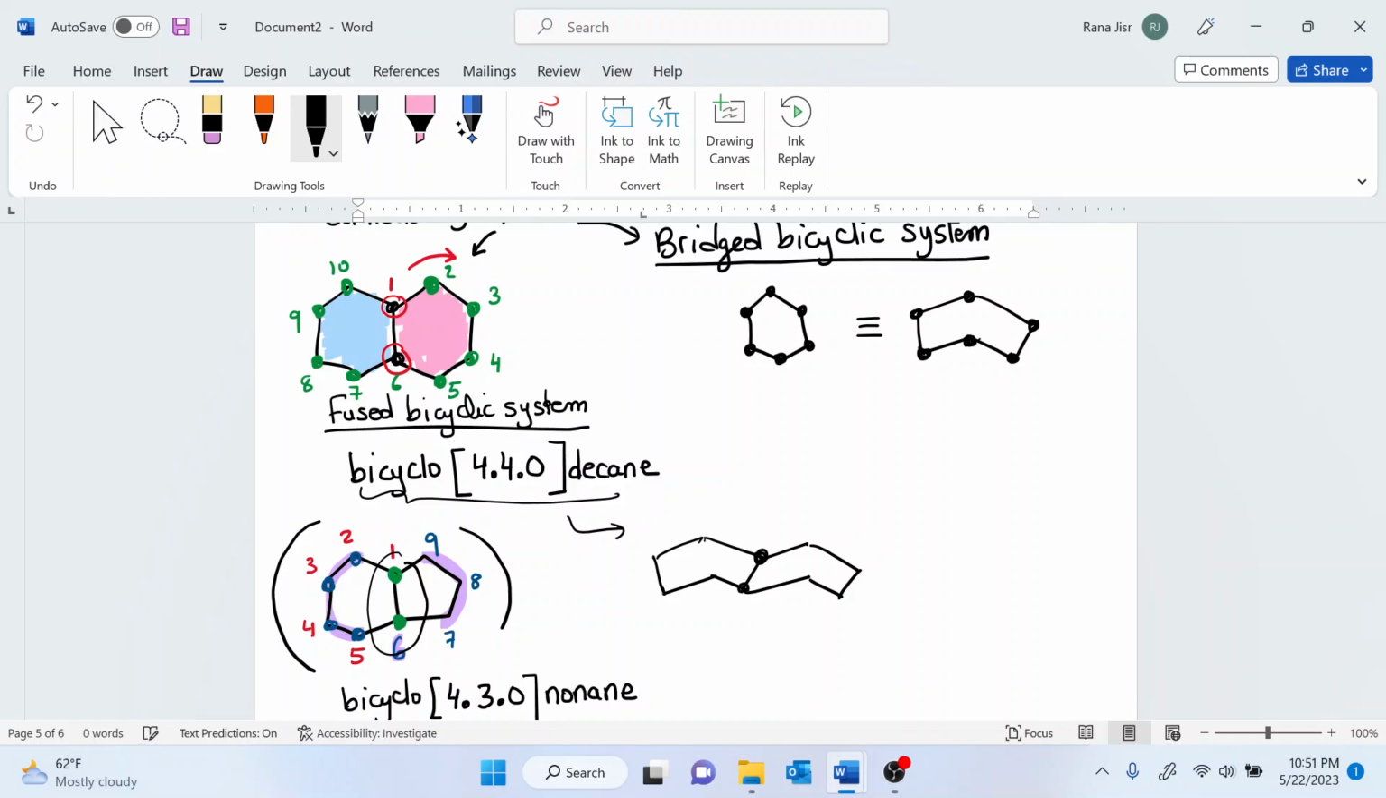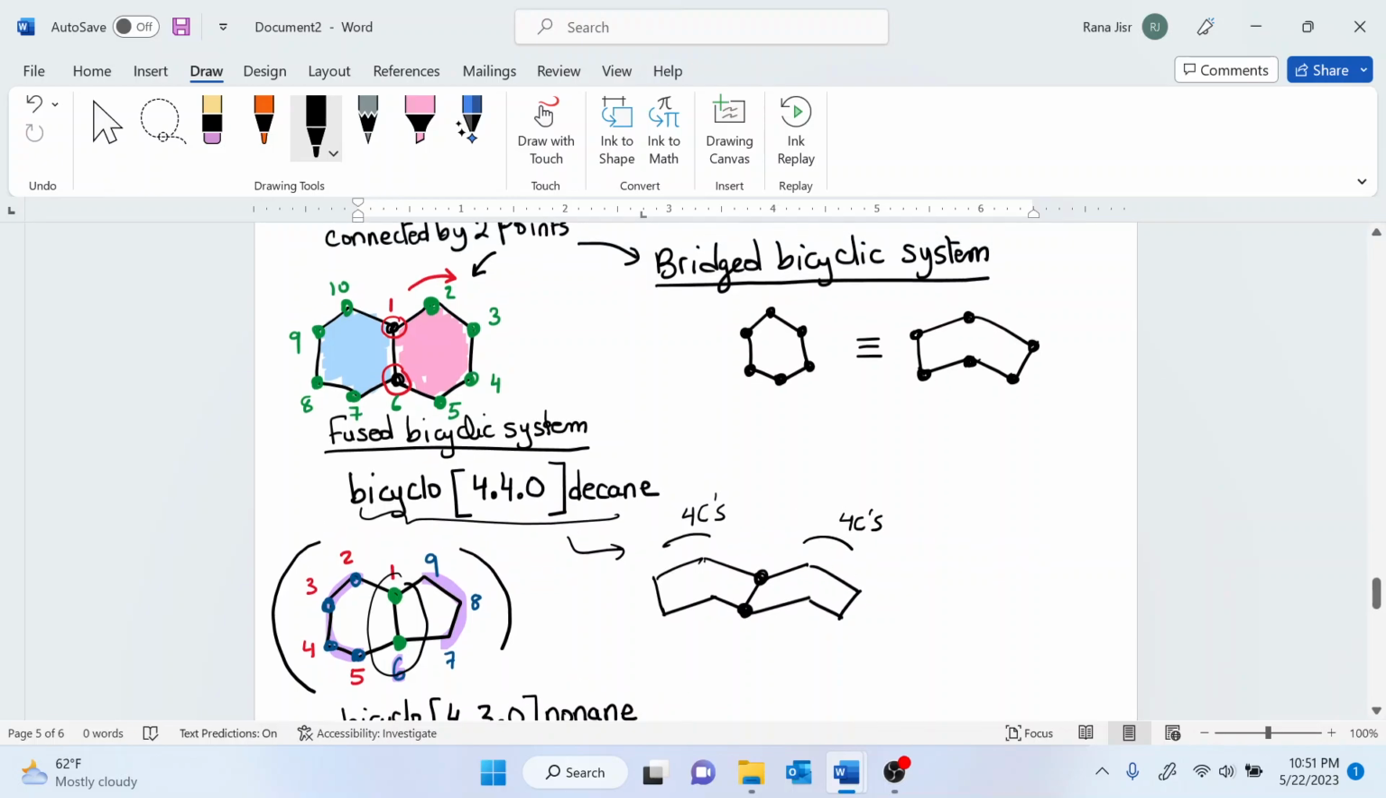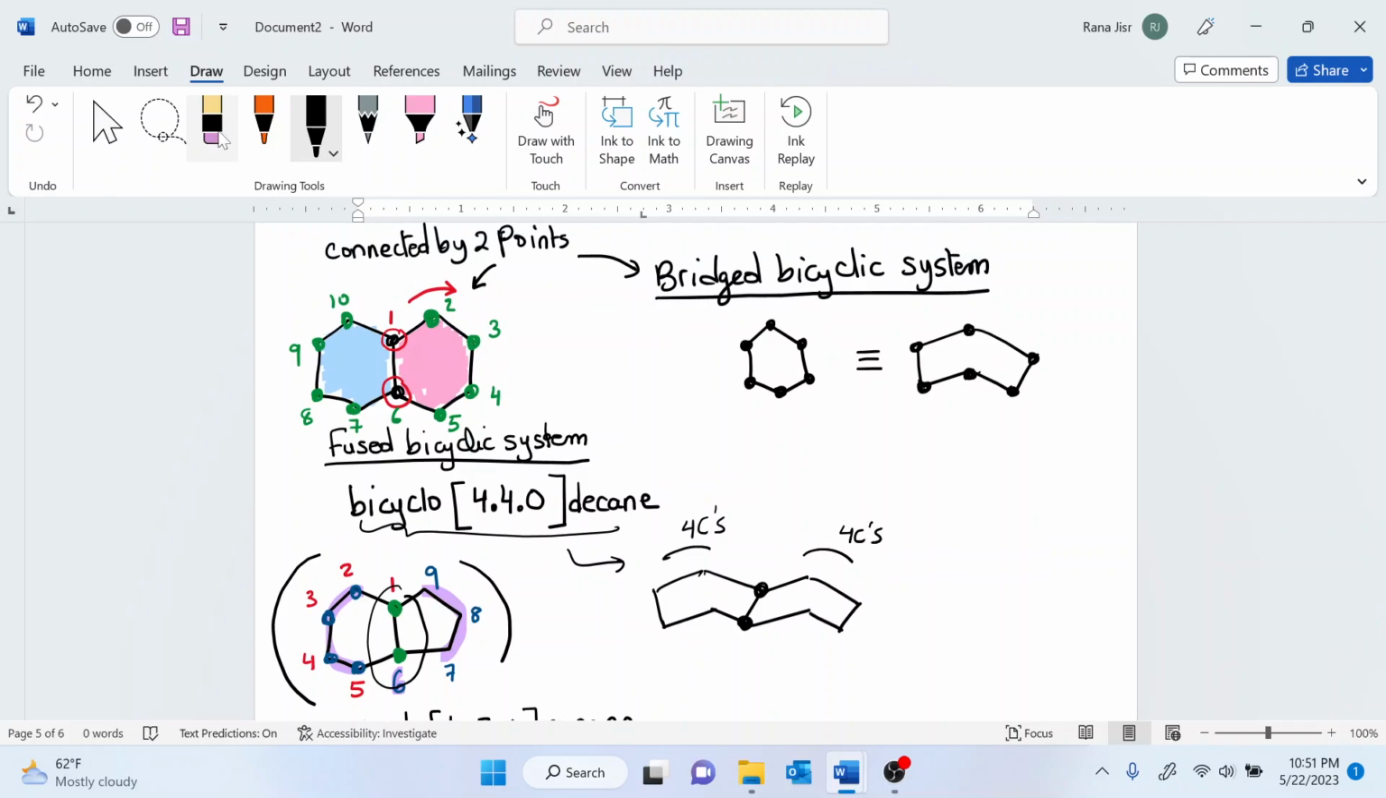Okay, these are the 2 points of connection in there, and you still have 4 carbons on this side, and you still have 4 carbons on the other side, like we did over here. So this is exactly the same as this structure. So back to our bridged bicyclic system.